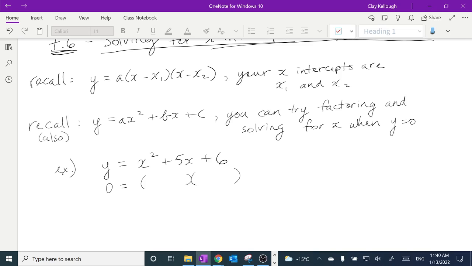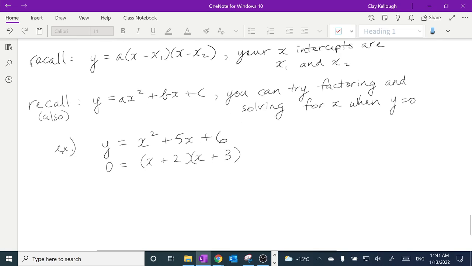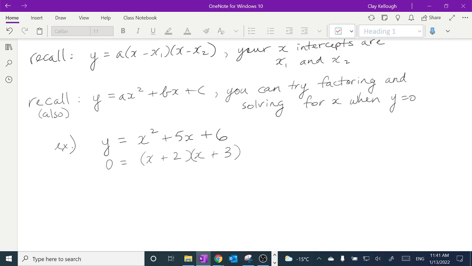What two numbers multiply to make 6 and add to make 5? 5 and 1? 5 times 1 is not 6. Oh, wait, no, 2 and 3. That's the one. Plus 2, plus 3. So now we use the logic: this number times this number is 0. What would make this a 0 if x was negative 2? What would make this number a 0 if x was negative 3? So I know that my x-intercepts are negative 2 and negative 3.